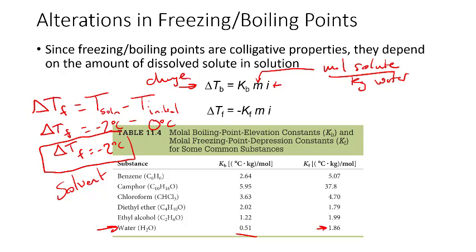If you're trying to find out what the new freezing point of a solution is, you would rearrange this equation to solve for T solution. So if we bring it over here for some more space, you would say that the freezing temperature for our solution would be equal to our delta T sub f plus the initial temperature. Just rearranging this equation.